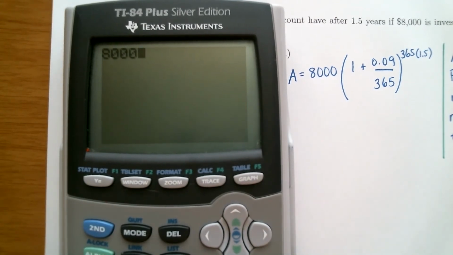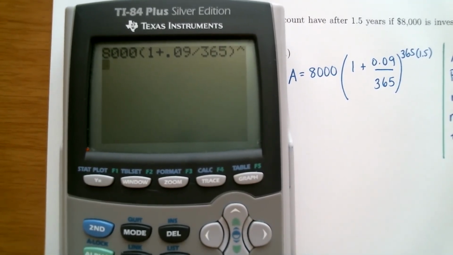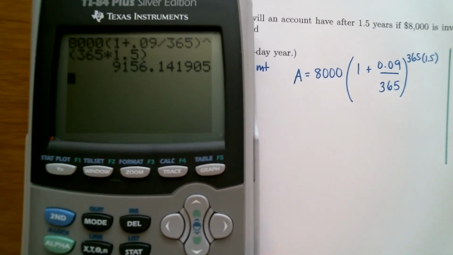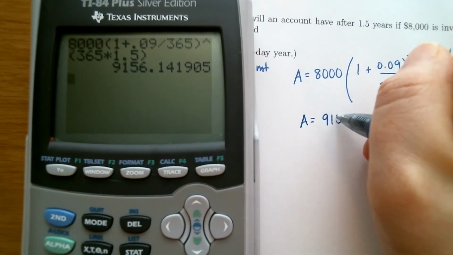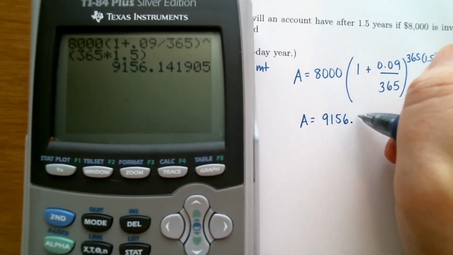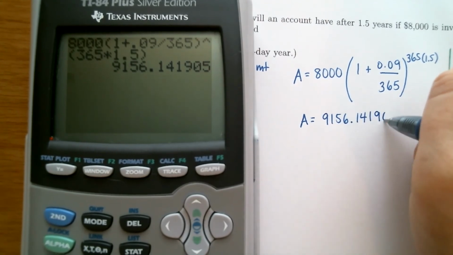So it's going to be 8,000, open parentheses, 1 plus R over M. Close the parentheses, and then this exponent you probably don't want to do in your head, so you need to put it in parentheses. It's going to be 365 times 1.5, close the parentheses. So this is how you would enter this into the calculator, especially if you have an older calculator. Okay, here comes your answer. I'm going to write down the whole decimal expansion, and then we will round at the very end like you're supposed to. So the account balance is going to be $9,156, and then we'll figure out the cents in just a second.